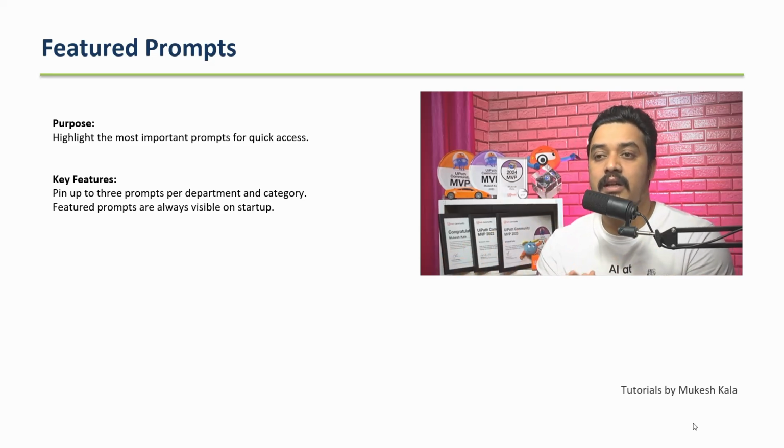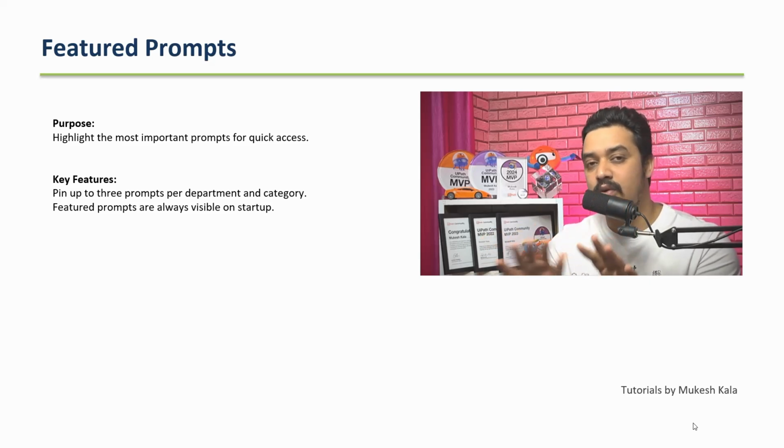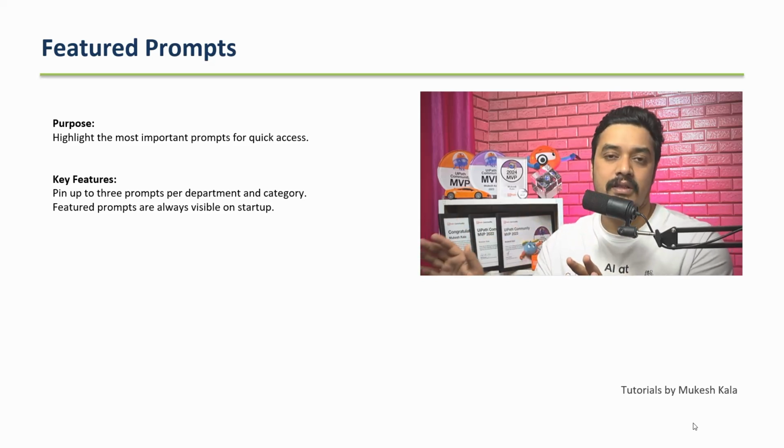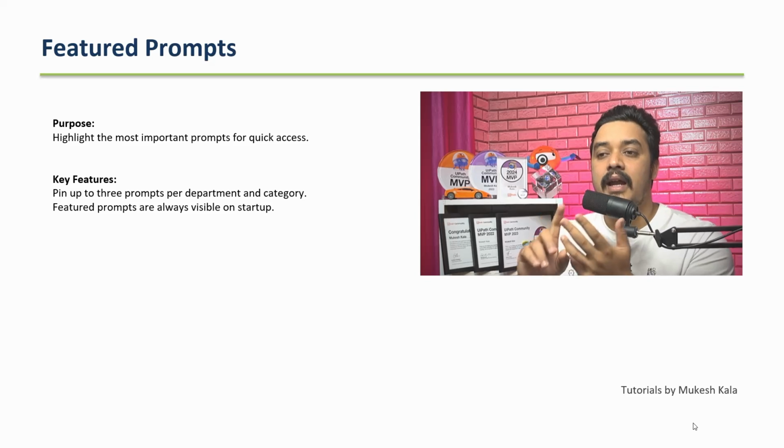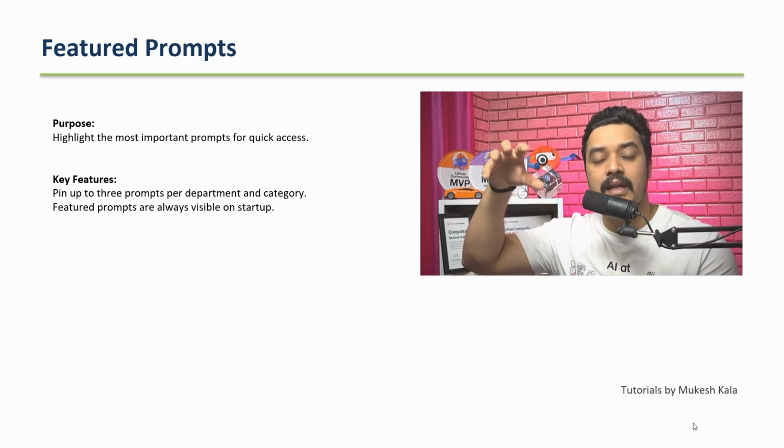And the key features are you can add up to 3 prompts per department and category, right? As of now you don't understand what is department, what is category, but these are the features. At the end of this video you would understand where this department and category is coming from, right? And featured prompts are always visible at the top.